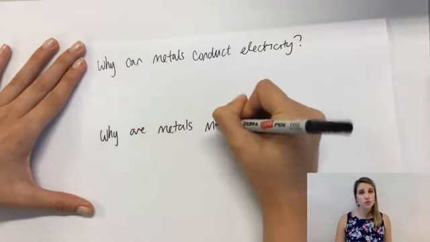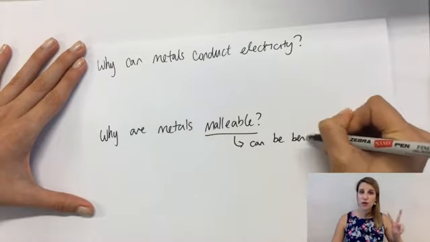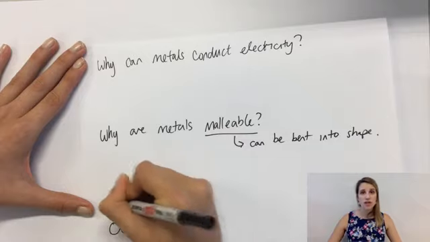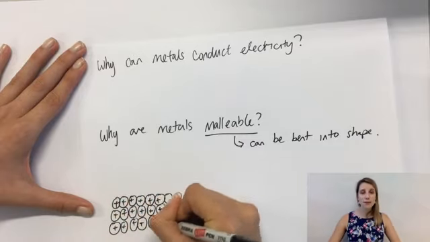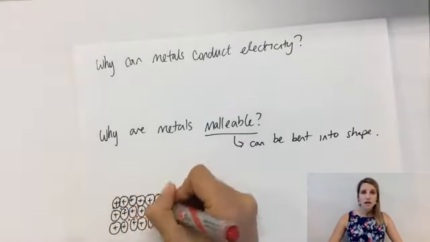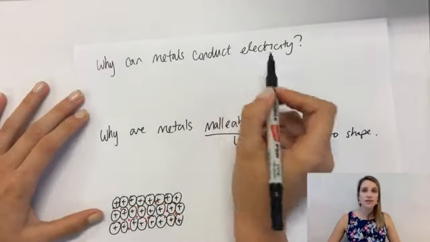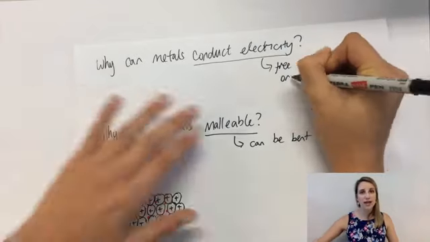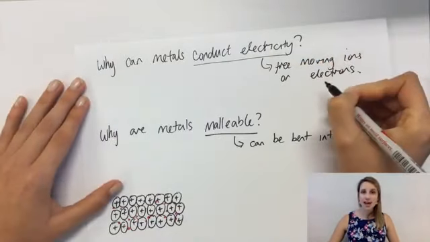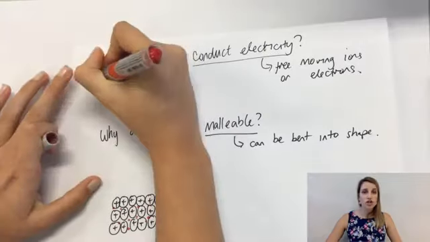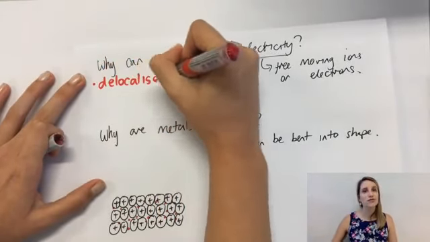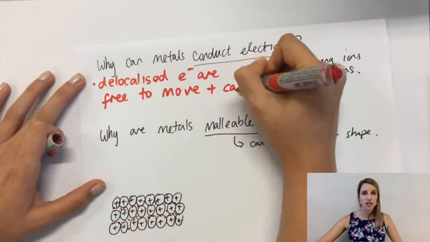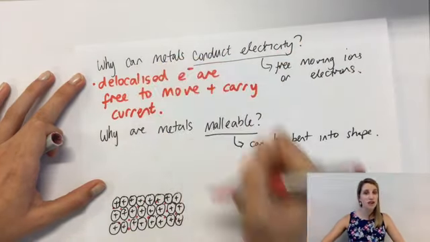One, that metals conduct electricity, and two, that metals are malleable. That means that they can be bent into shape. So firstly, let's have a look at why metals conduct electricity. You should know that to conduct electricity, something needs to have either free-moving ions or free-moving electrons. Now, in the case of the metallic structure that we just looked at, we showed the delocalized electrons being free to move.